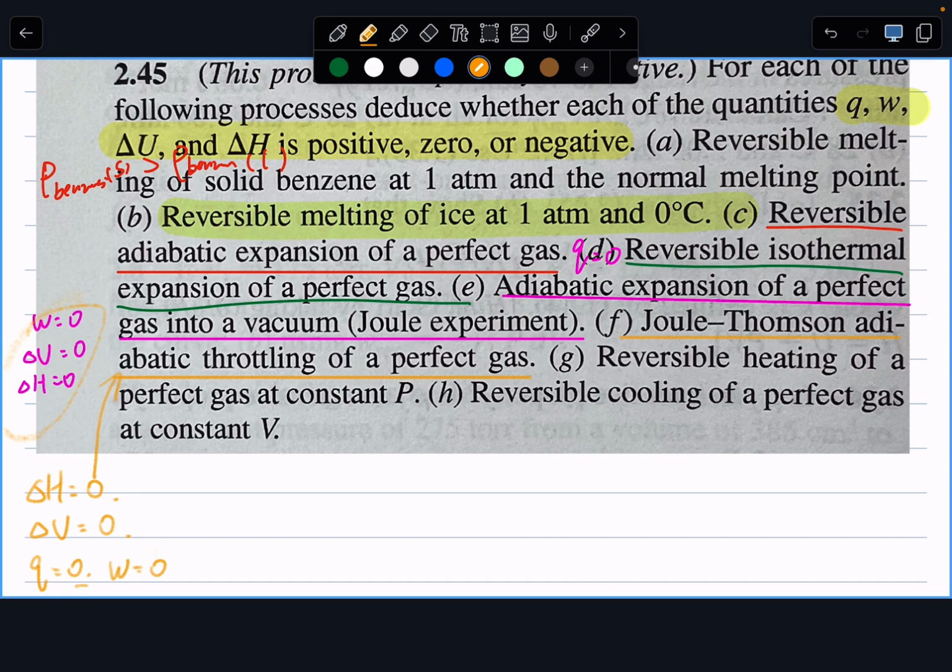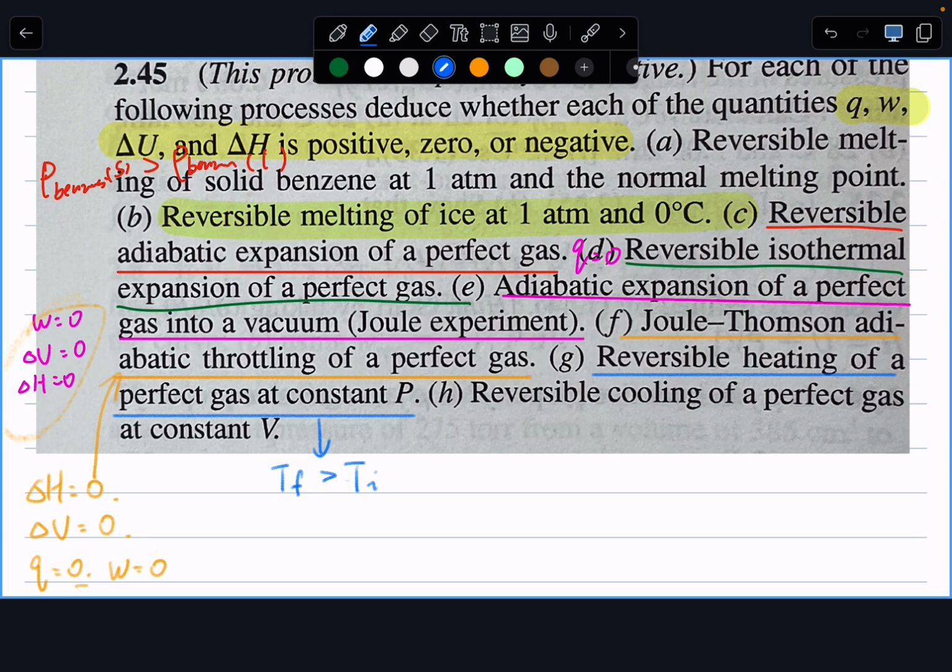All right. And then moving on, we have 2 more questions we want to do together. This one is reversible heating of a perfect gas at constant pressure. So, again, reading this question together, when we say reversible heating of a perfect gas at constant pressure, what do we have? So this tells us my final temperature is larger than initial temperature.